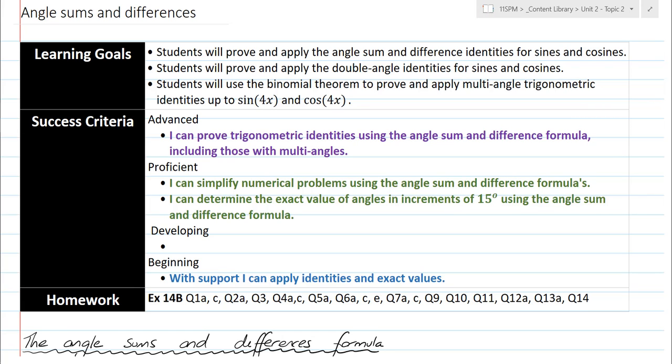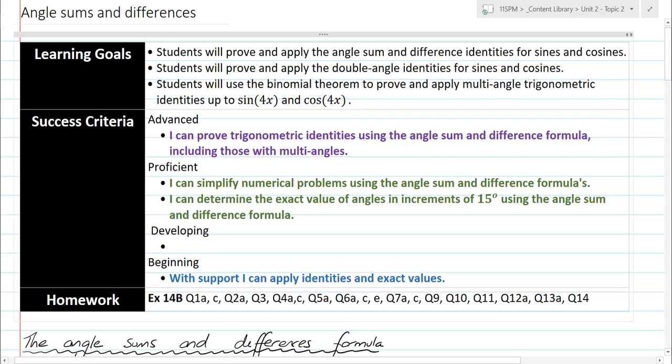This is the angle sums and differences exercise. In this, you're going to learn how to convert between sine 2x, sine 3x, sine 4x, cos 2x, 3x, 4x, etc. and what they are equal to in terms of their expansion. So you're going to see some expansions here. There's 6 expansion rules you're going to see here. I believe you've got 4 of those 6 on your formula sheet, and I'll show you as we go through.